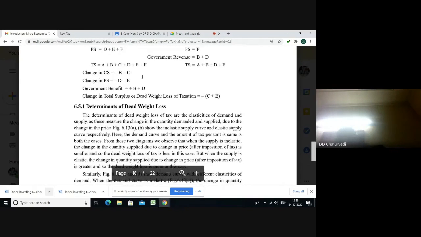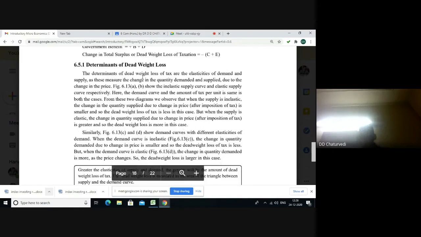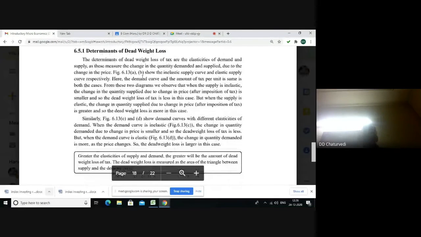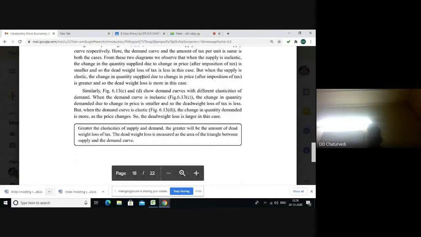Now we discuss the factors on which deadweight loss depends, or you can say the determinants of the deadweight loss. The major determinants of the deadweight loss are elasticities of demand and supply. Greater the elasticity of supply and demand, greater is going to be the amount of deadweight loss of tax.